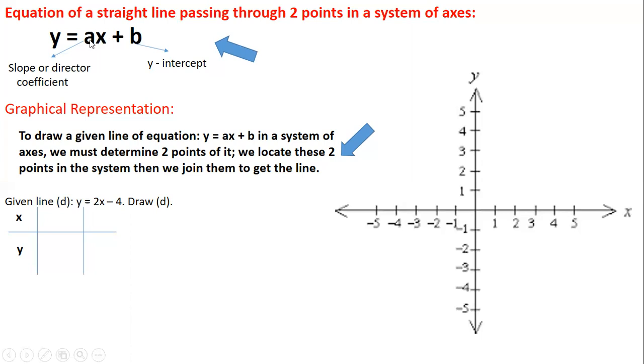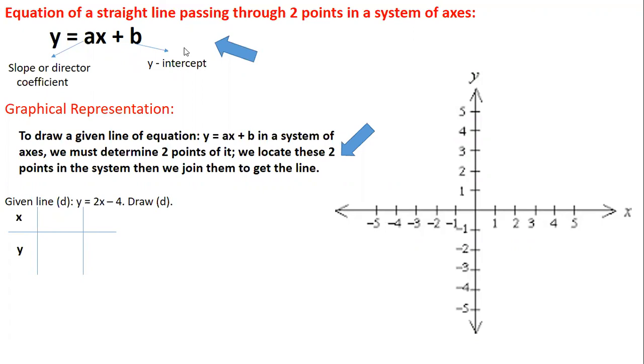Of course, a is called the slope of the line. It can be positive or negative or a fraction or any number. Of course, the y-intercept, which is b, also might be positive or negative. Here we might have a plus or a minus, no problem. Then we have represented graphically a straight line in a system of axes.